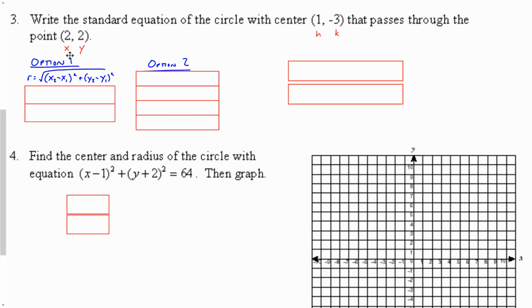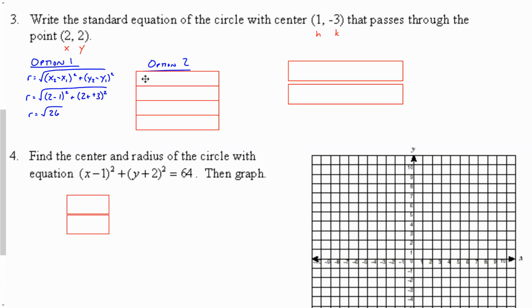We would take x and y, plug those in for x2, y2, and we'd have the h and k be the other values. So we would get the radius in this case to be the square root of 26. Again, just leave it as a radical for the time being.